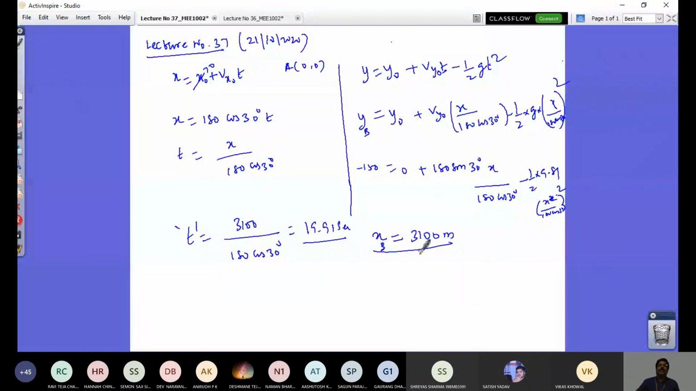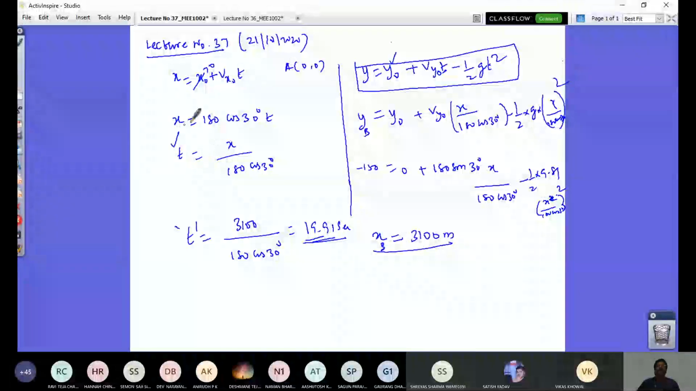One can also do it like this. So instead of substituting for t, I can straight away use this equation to find time also. In this I know my y naught is 0, y is minus 150, so Vy naught is known, this is known. So I have a quadratic equation in t. So if I solve, I will get two values of t. One would be a negative value, another one will be a positive value. So you may assume that the positive value is this, and then you can work out for xb substituting here.